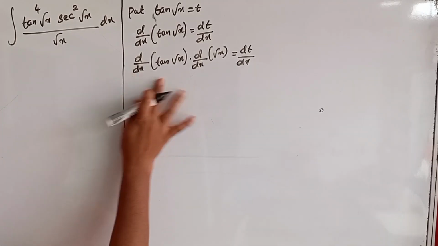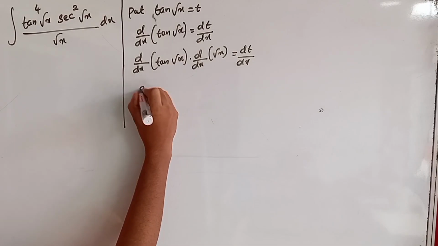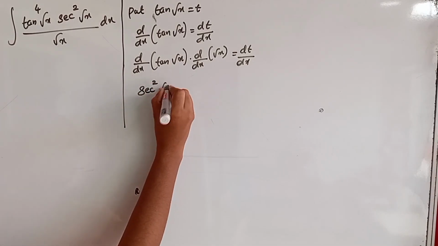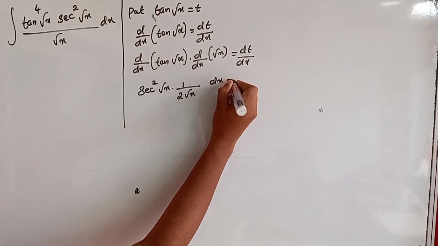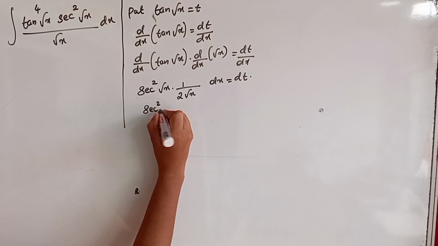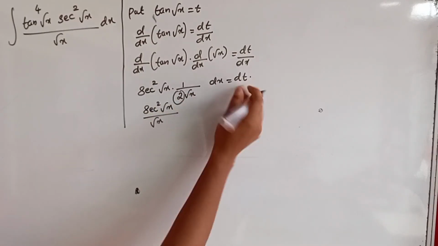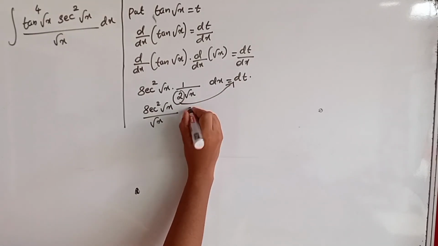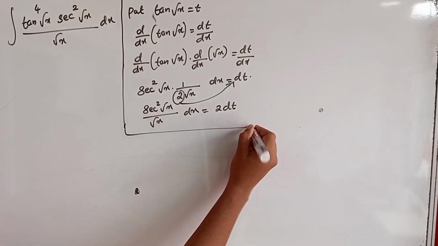Okay. So what is the derivative of tan root x? Derivative of tan is sec square. Okay. So this becomes sec square root x. And what is the derivative of root x? 1 by 2 root x. So the left side becomes sec square root x into 1 by 2 root x dx. That is sec square root x by root x dx. Here we transpose 1 by 2 to the right side. So the right side becomes 2 dt.